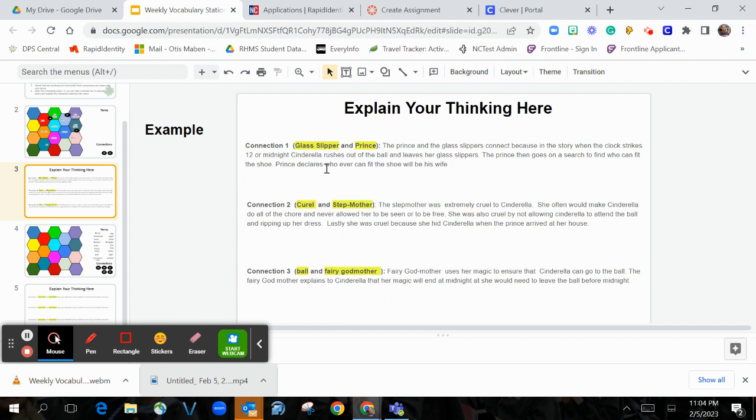For example, the prince and the glass slipper connect because in the story, when the clock strikes 12 or midnight, Cinderella rushes out of the ball and leaves her glass slipper. The prince then goes on a search to find who can fit the shoe. The prince declares whoever can fit the shoe will be his wife. So this is showing how the two words are connected together. The prince found the glass slipper and went in search of who could fit the shoe.